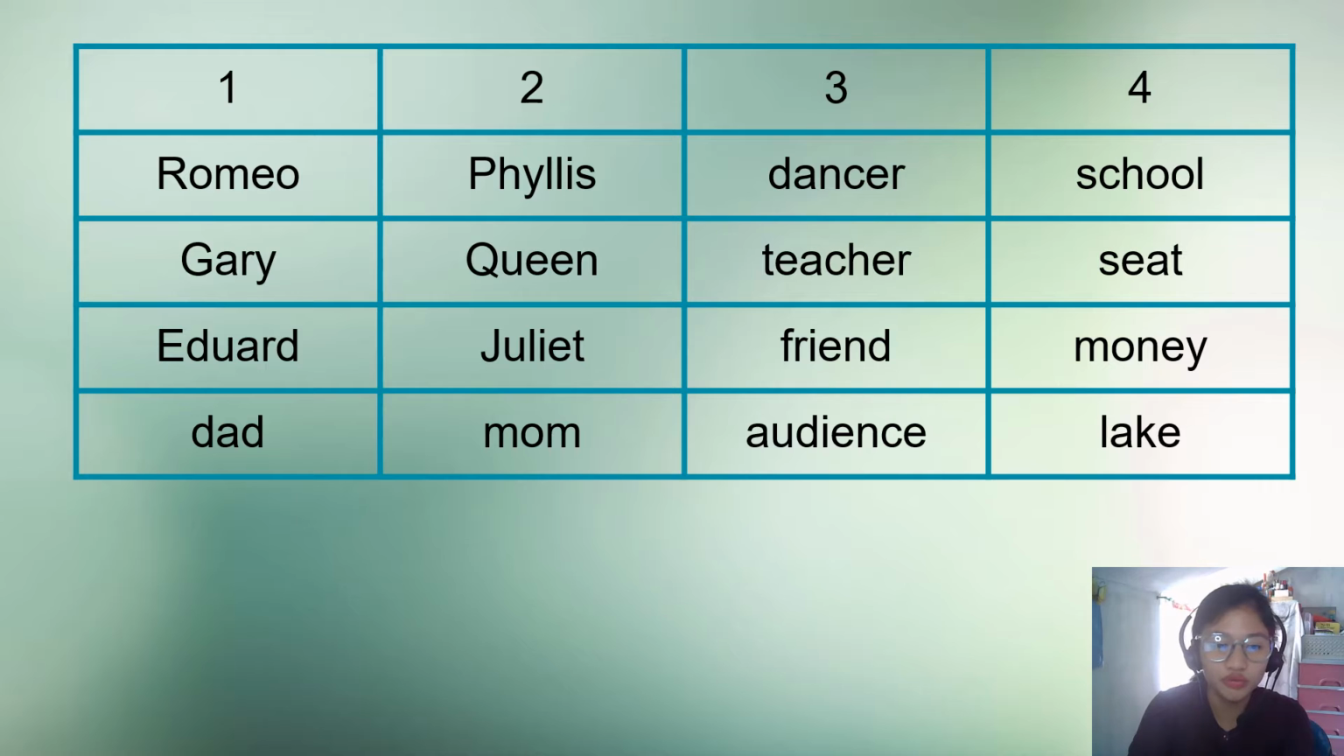And what about number 4? In number 4, we have school, seat, money, and lake. The names listed in number 4 are talking about what? Just answer those. Whatever answers you write can be considered correct. Just look at how they differ from one another in 1, 2, 3, and 4. If you are not done yet, just pause this video.